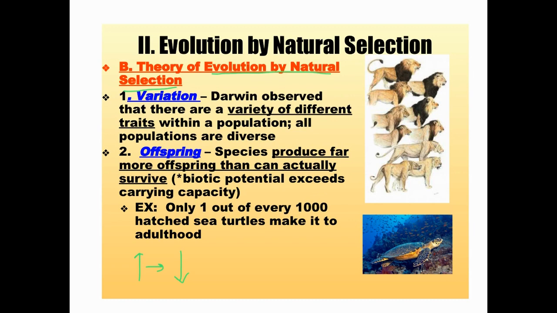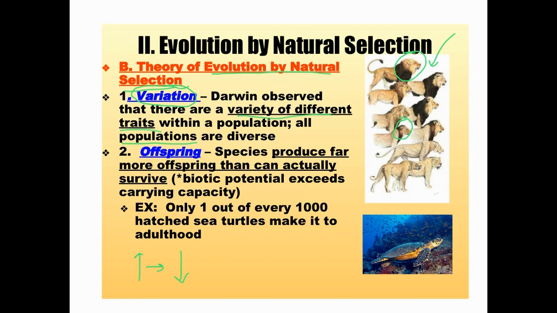Well, the first thing Darwin noticed when it came to wild populations is that there is variation. Darwin observed that there are a variety of different traits within populations of the same species. So up here on the top right, we have a bunch of male African lions. They're all males, but you can see some of them have the traditional mane that you see. Some of them have kind of wimpy manes, kind of like some guys can't grow a full beard.